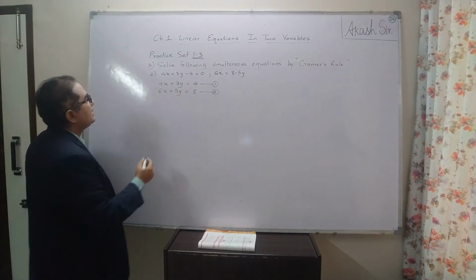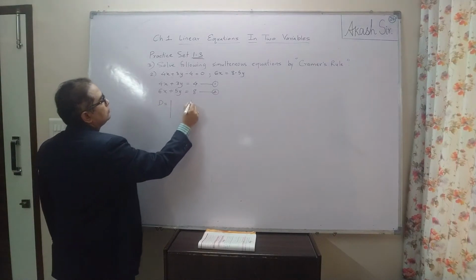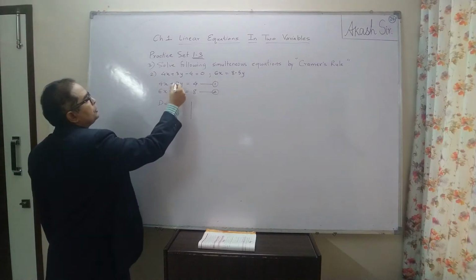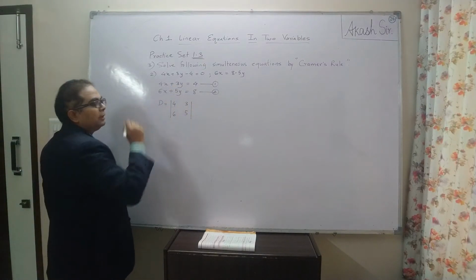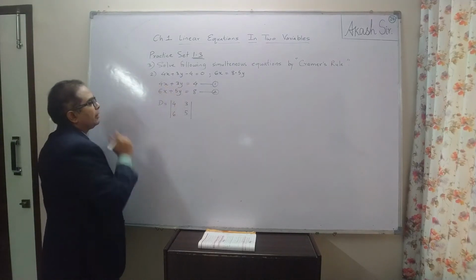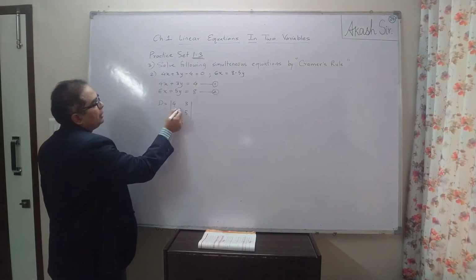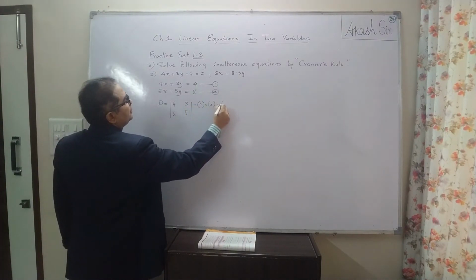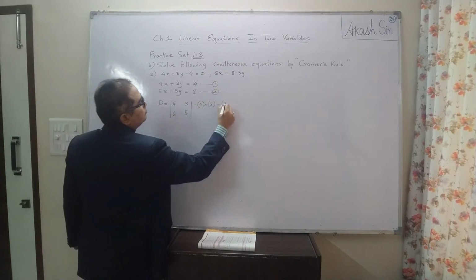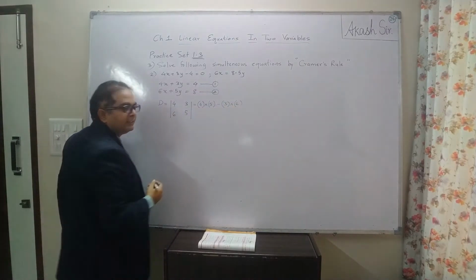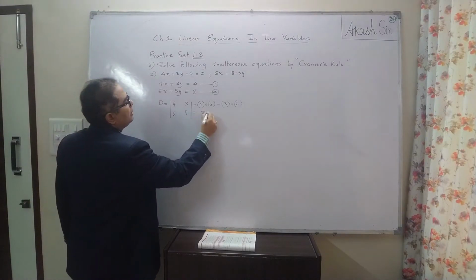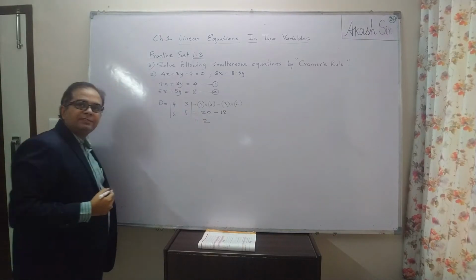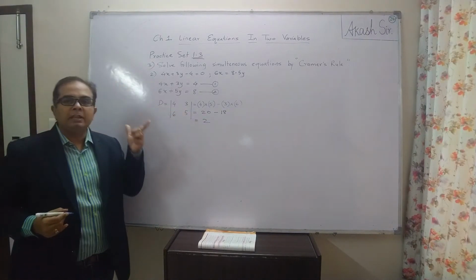So these will be my two equations. Now write D, Dx and Dy. D. What is D? 4, 6, coefficient of x, coefficient of y, 3, 5 as it is. Now cross multiply. 4 into 5, minus 3 into 6. 4 5s are 20, 3 6s are 18. 20 minus 18, answer is 2. So we got the value of determinant D as 2.